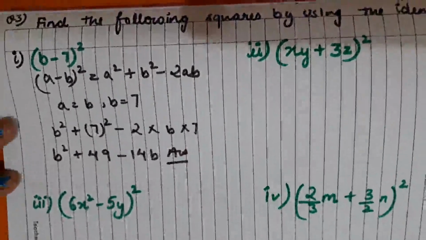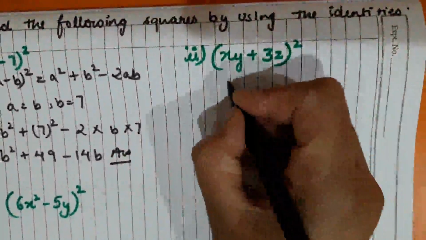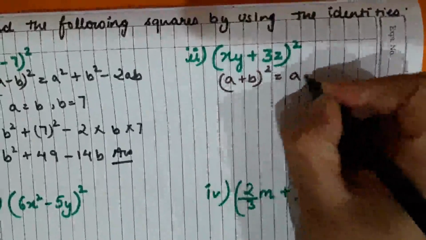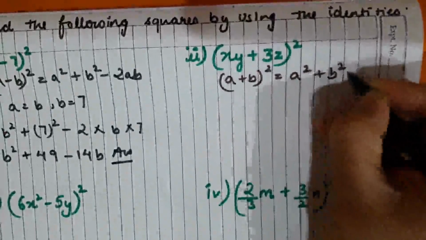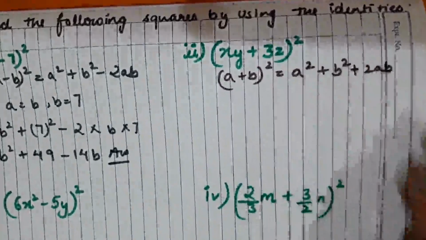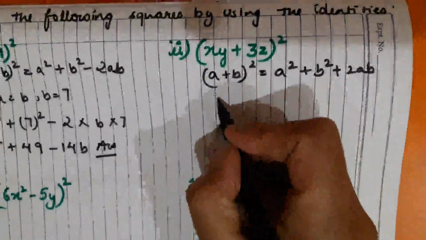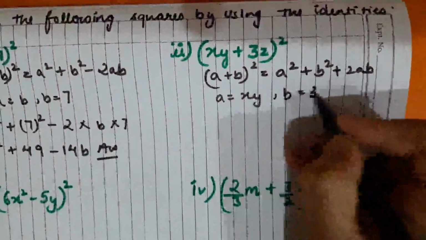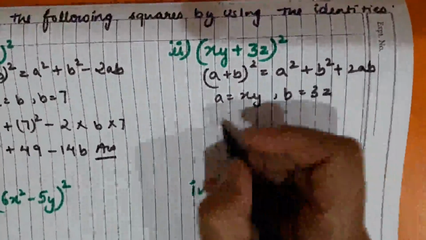Okay, let's move to the next part, second part. (xy + 3z) whole square, it means (a + b) whole square. This identity we are going to use: a square plus b square plus 2ab. Now what is a here? a is xy. What is b here? b is 3z. Now put this value inside the identity.